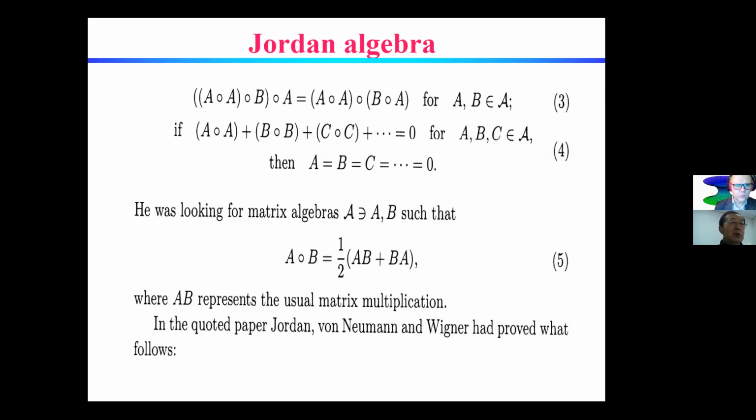As I mentioned before, the gamma matrix is anti-commutative. But if we use Jordan algebra, then we can overcome the difficulty of interchanging the gamma matrices. This paper is a very important paper by Jordan, von Neumann, and Wigner. They give the mathematical basis of quantum mechanics.